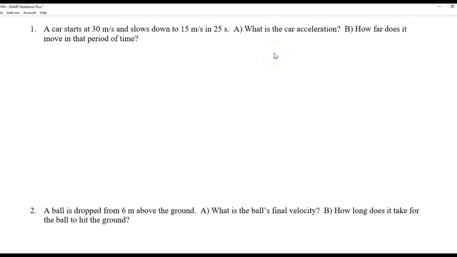your assessment again. So the first one, a car starts at 30 meters per second, slows down to 15 meters per second in 25 seconds of time. You're supposed to calculate the car's acceleration and how far it moves. So again, we're going to go through the whole process that we typically do when we're solving kinematics problems. The first one is to draw a picture. So we need to draw a car.